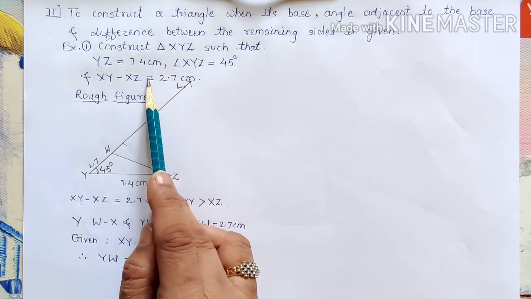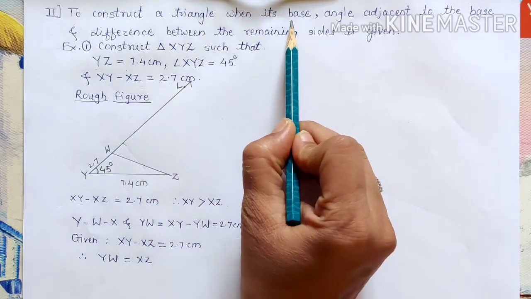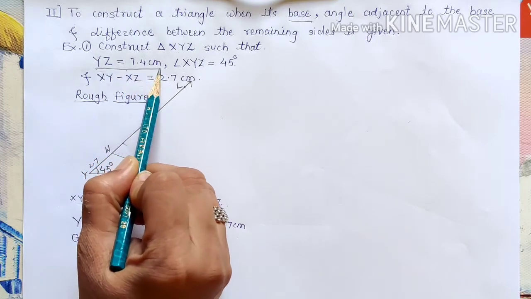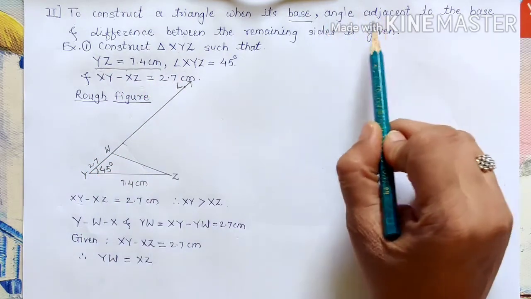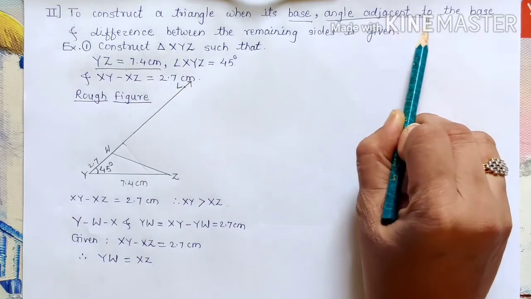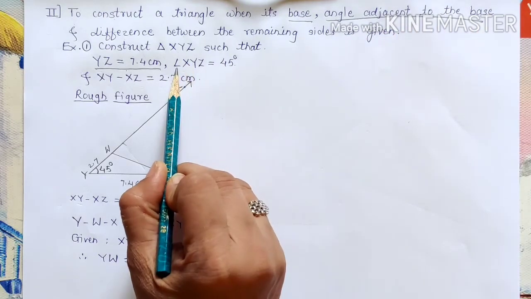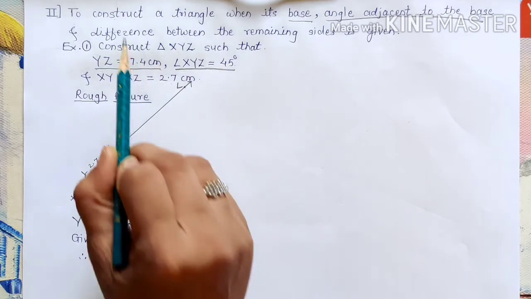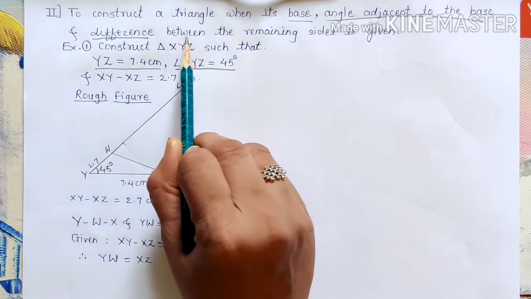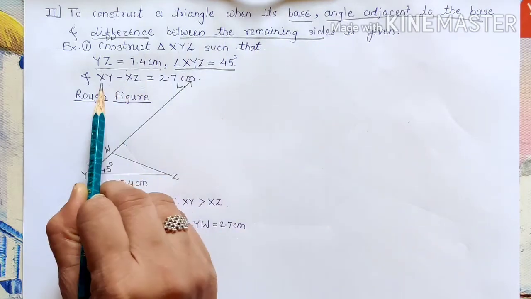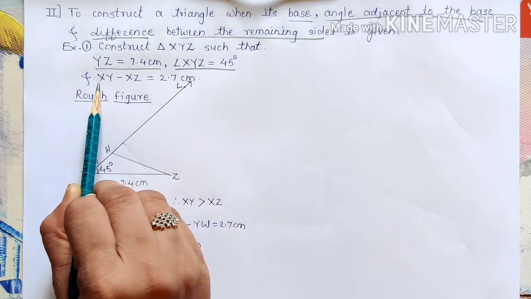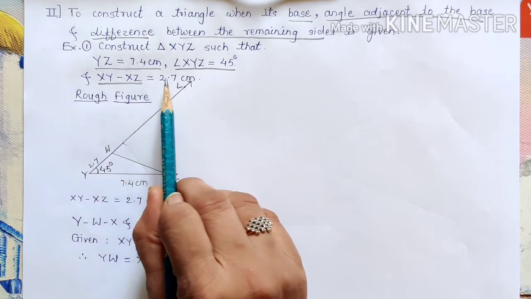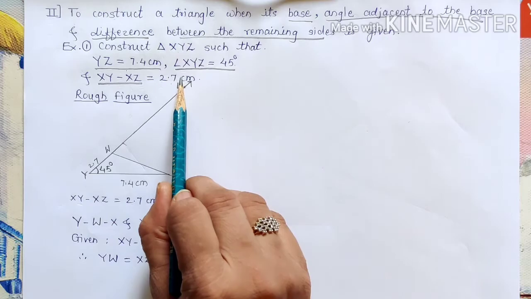So here in this example, the base of the triangle XYZ is given as YZ is equal to 7.4 centimeter. Now the angle which is adjacent to the base, that is angle XYZ, is given as 45 degree, and the difference between the remaining sides XY and XZ, in which XY minus XZ, is given as 2.7 centimeter.